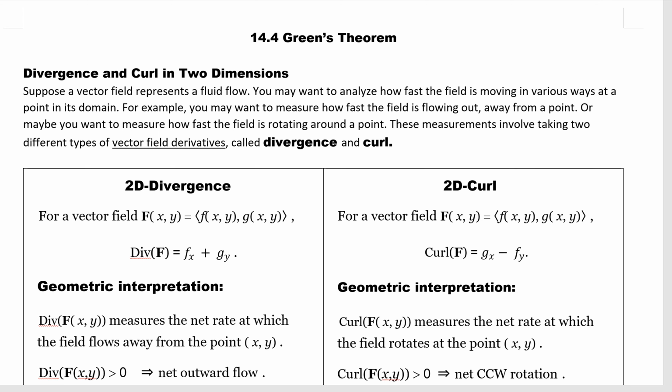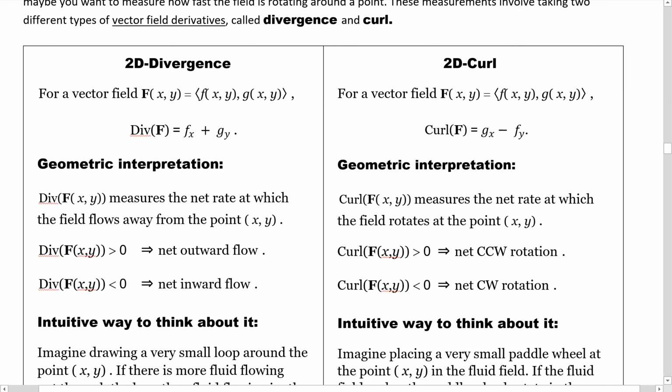Okay, so 2D divergence. Given a vector field F of x, y, let's say the coordinate functions are f and g, right? And then the two-dimensional divergence equals f_x plus g_y. So partial f partial x plus partial g partial y.